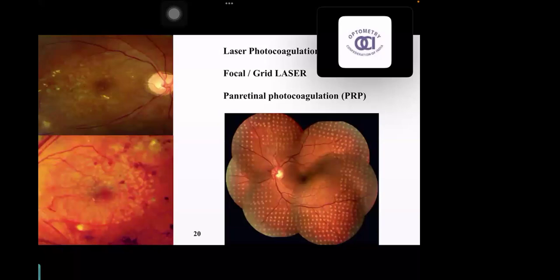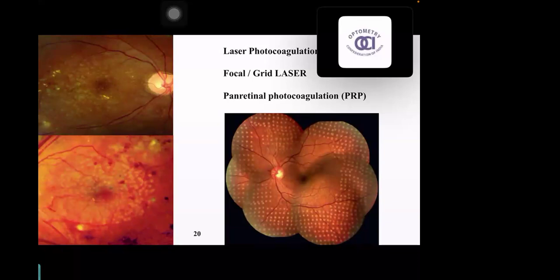So coming to the laser photocoagulation, before anti-VEGF therapy became popular, the laser photocoagulation was the main treatment for diabetic retinopathy, and it still plays an important role today. Basically, there are two types of laser treatment. First is focal and the other one is panretinal photocoagulation. So focal or grid laser is used mainly for diabetic macular edema, the laser seals leaking microaneurysms and reduces macular swelling.